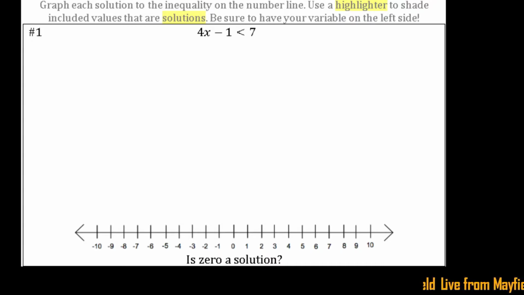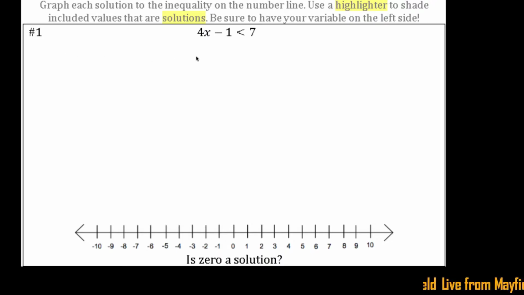In this video, we're going to be working through homework number 2. Again, same ideas. You're going to be working with these inequalities, but you want to make sure that you can use your inverse operations, get that variable by itself, and then that way you can graph out that solution. Also, you want to make sure that you have that variable on the left side, and you want to make sure that you are saying, hey, is 0 a solution? Meaning when you are highlighting it, meaning you're including those values as possible answers, is 0 one of them?